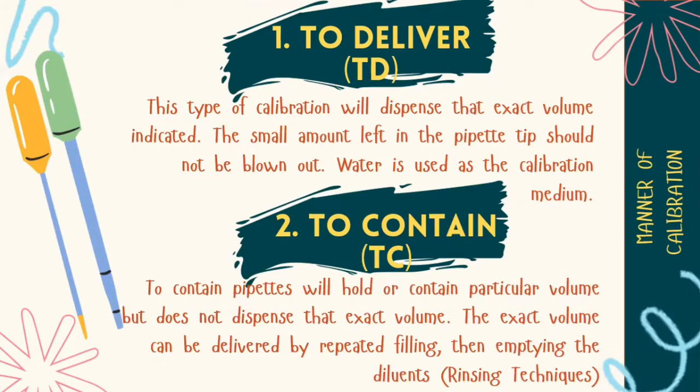To deliver or TD pipettes are much more common than to contain or TC pipettes. Most typically, graduated pipettes or bulb pipettes are usually calibrated to deliver, whereas capillary pipettes are adjusted to contain.